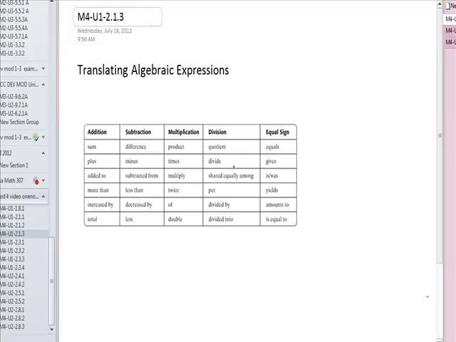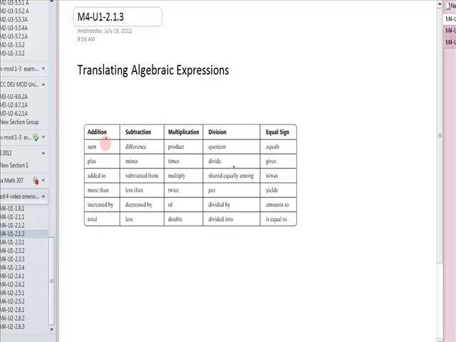In this lesson, we're going to do more with algebraic expressions. We're going to work on translating from our language into the language of algebra, which has symbols and numbers. And I have copied in here a little chart that you might find helpful.